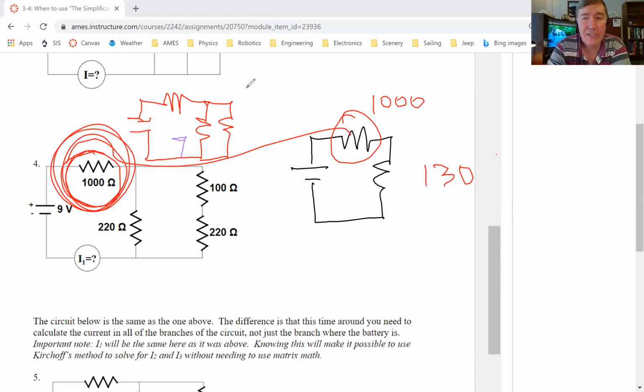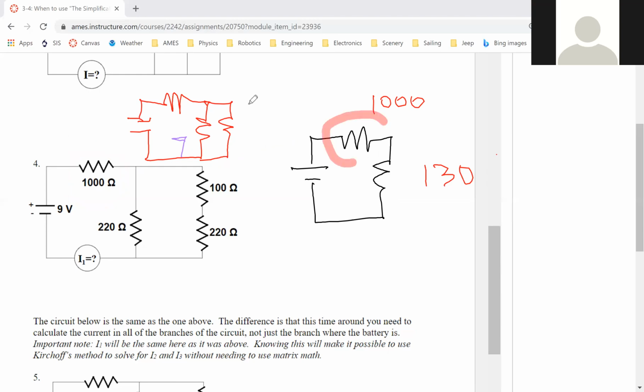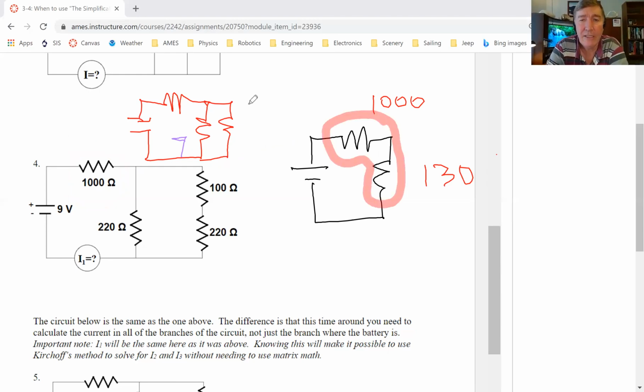So are they connected in series? So let's see. How about Lily? Lily, I want you to unmute yourself and tell me, if I'm interested in these 2 resistors right here, are they connected in series or are they connected in parallel? Series. They're in series. So how do I find out what the total resistance is then? Add them. Yeah, just add them. I don't need to do 1 over 1000 plus 1 over 130. If they're in series, I can just go ahead and straight add them.